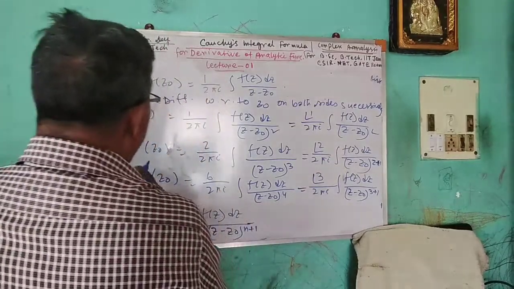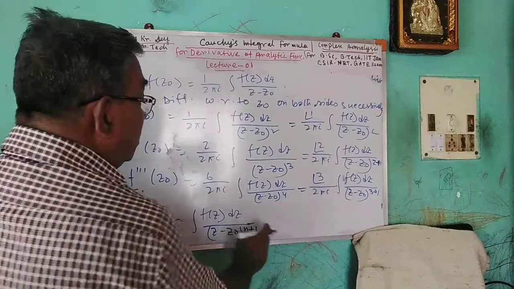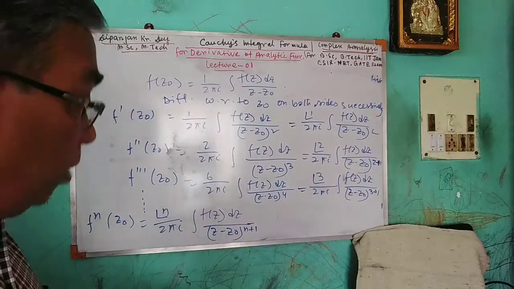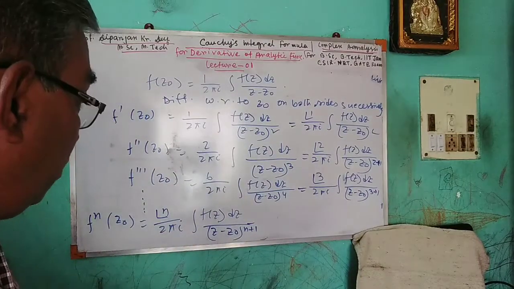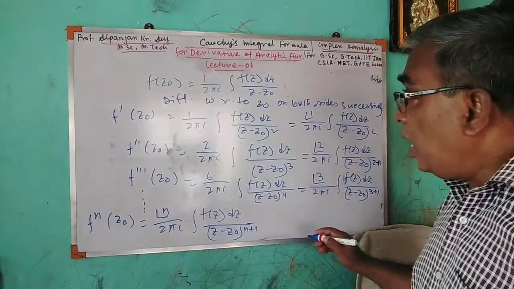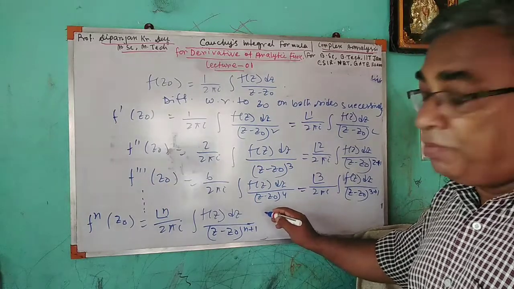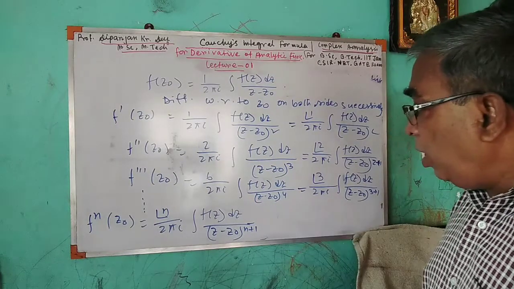When it is third time differentiation, it is 3 plus 1. When n time differentiation, it is n plus 1. So this is actually Cauchy's integral formula for derivatives.